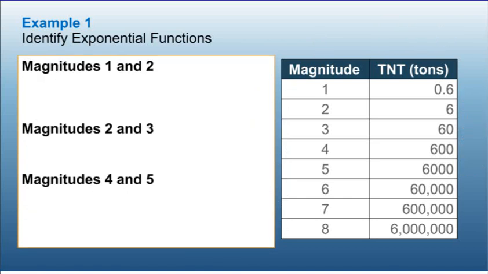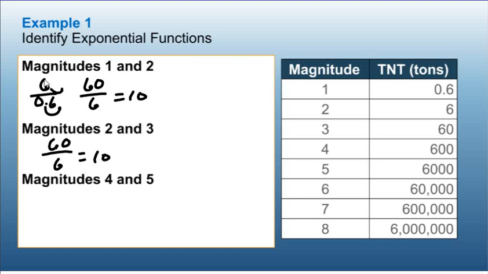So here, if you wanted to go a little bit more in detail, you're just comparing magnitudes 1 and 2 like I did before. But here you just do 6 divided by 0.6. Remember, you can't divide by decimals. So if you move the decimal point over, do that in numerator and denominator, that ends up being 60 divided by 6, which is 10. And then magnitudes 2 and 3, that would be 60 divided by 6, which was 10. And 4 and 5 would be 6,000 divided by 600. This would also be 10. That's just another way to verify that.